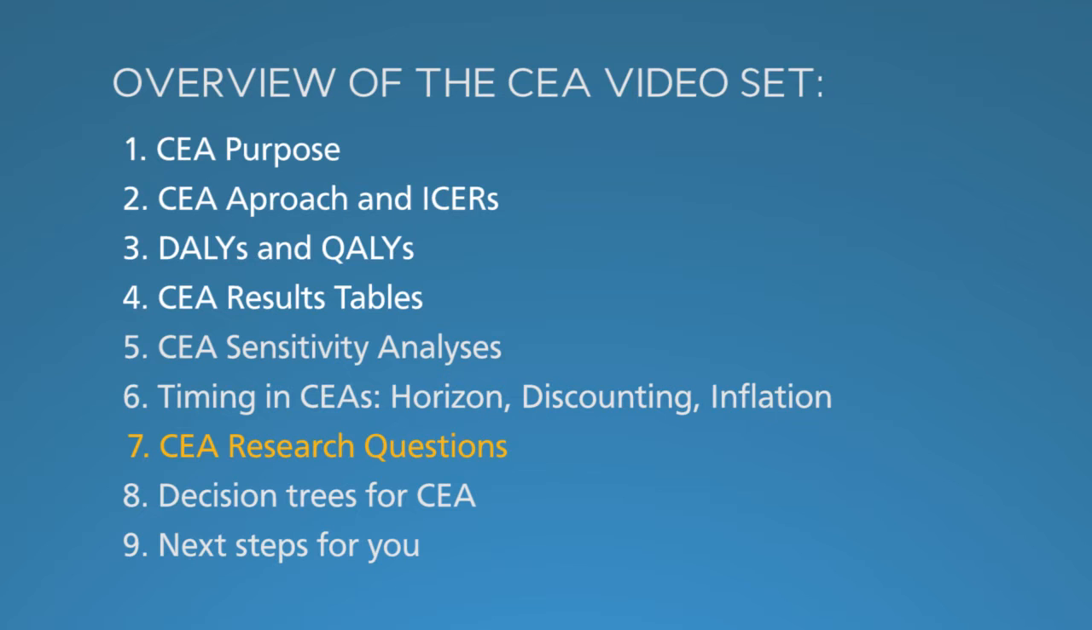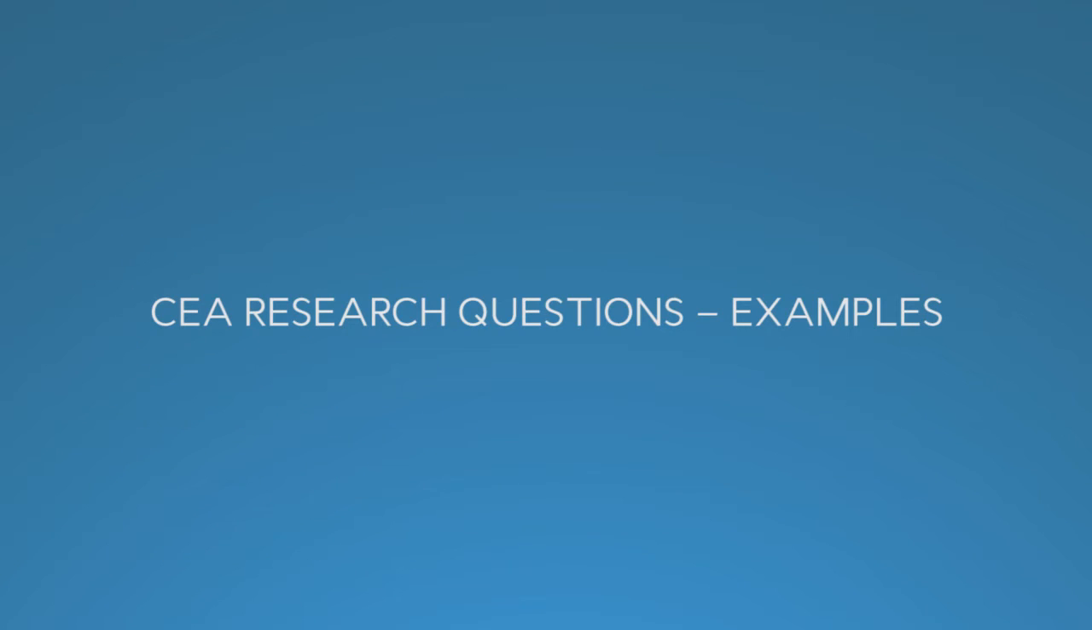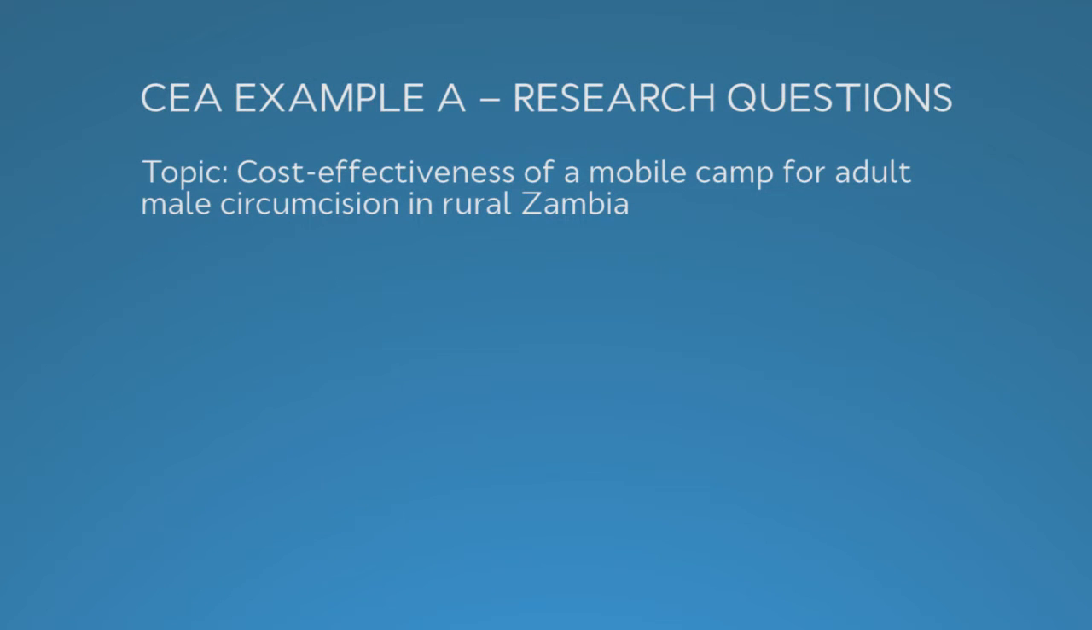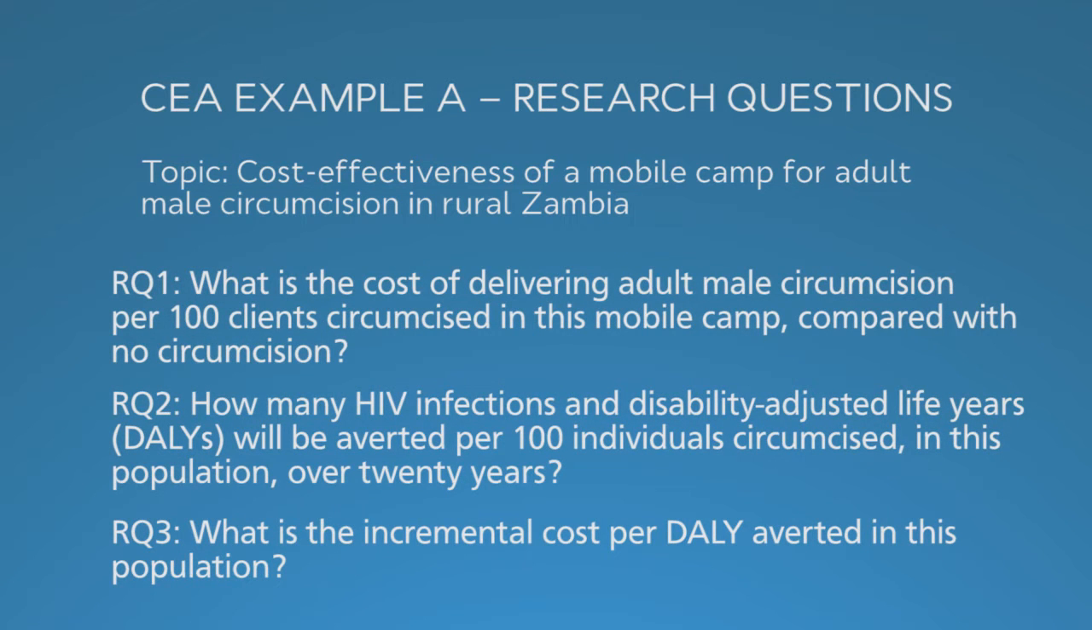Specifically, we will show you research questions and basic methods for each. There are different terminologies used to present research plans. In this example, we are using the research questions approach. The topic is the cost-effectiveness of a mobile camp for adult male circumcision in rural Zambia. Notice that we have divided the cost-effectiveness analysis inquiry into 3 research questions, focused on costs, health effects, and cost-effectiveness.